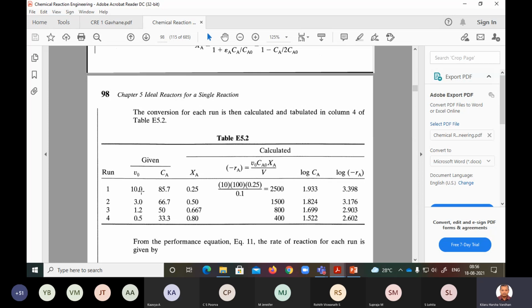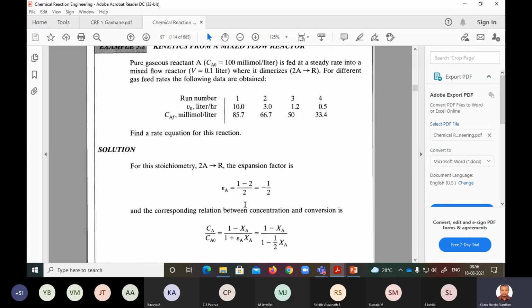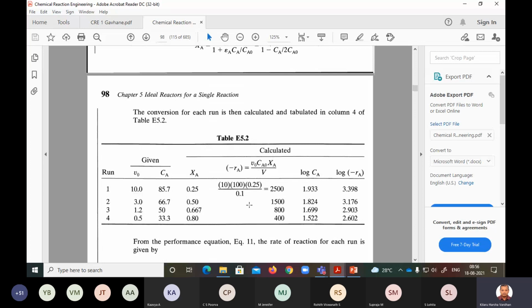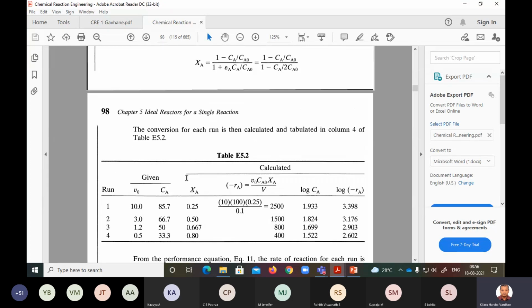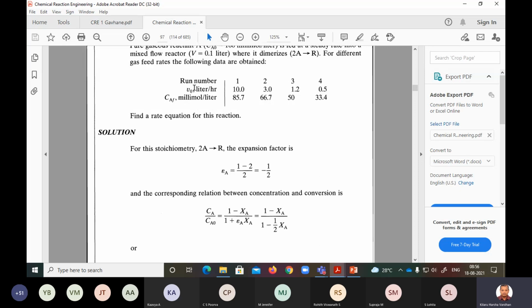So V naught for the first one is 10, CA naught, which he already gave, is 100, into XA, which is 0.25, divided by V. V is nothing but the volume of the reactor, which is given as 0.1 liters. So everything you are putting in liters, right? That's why V naught is also in liters.